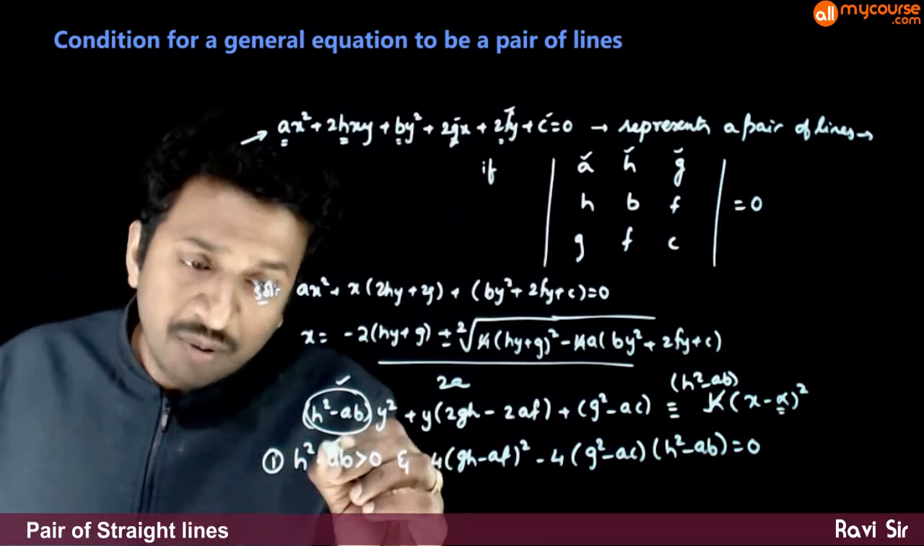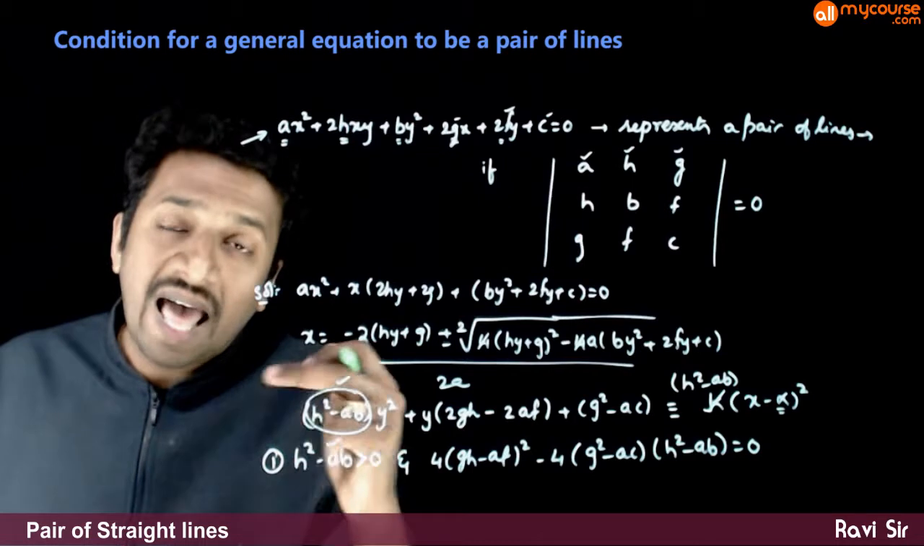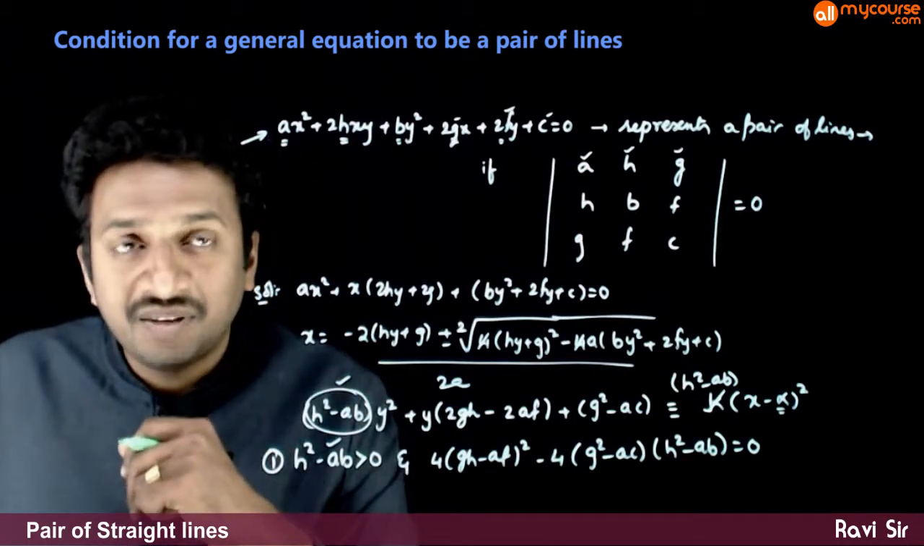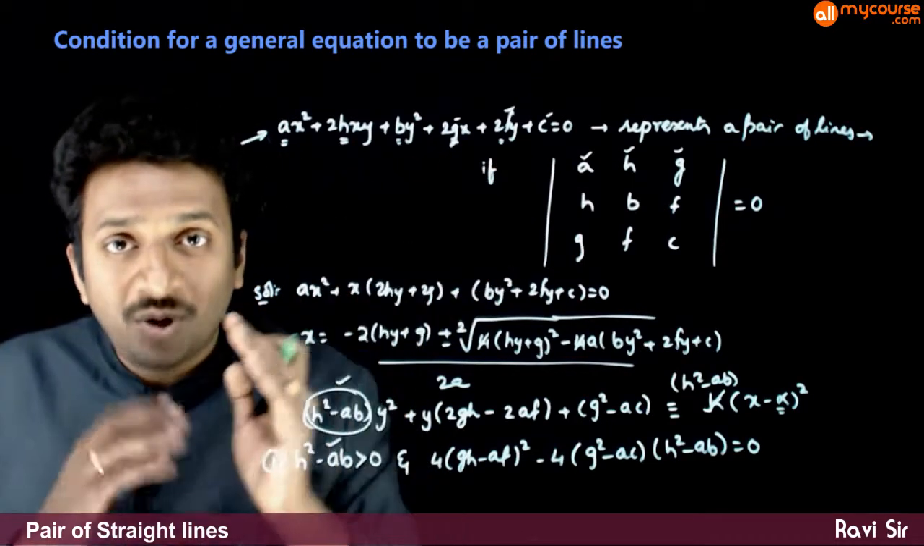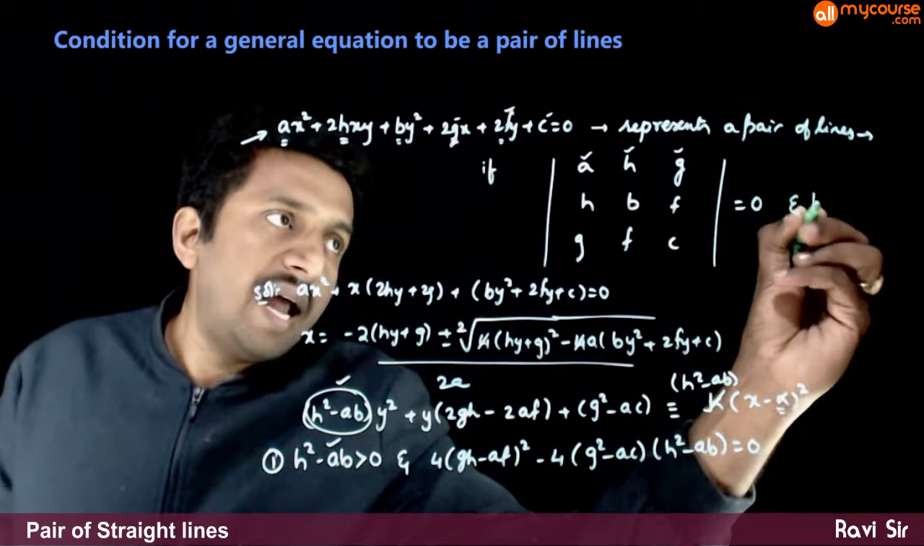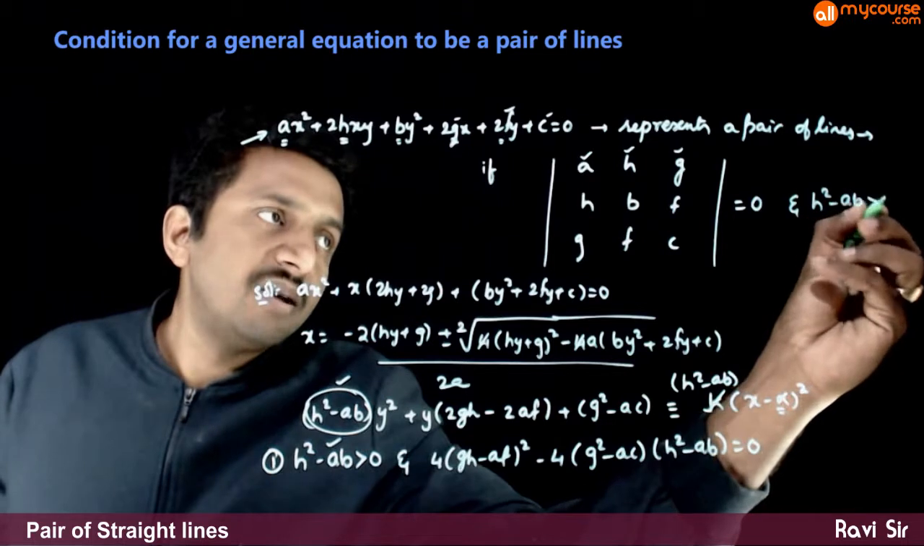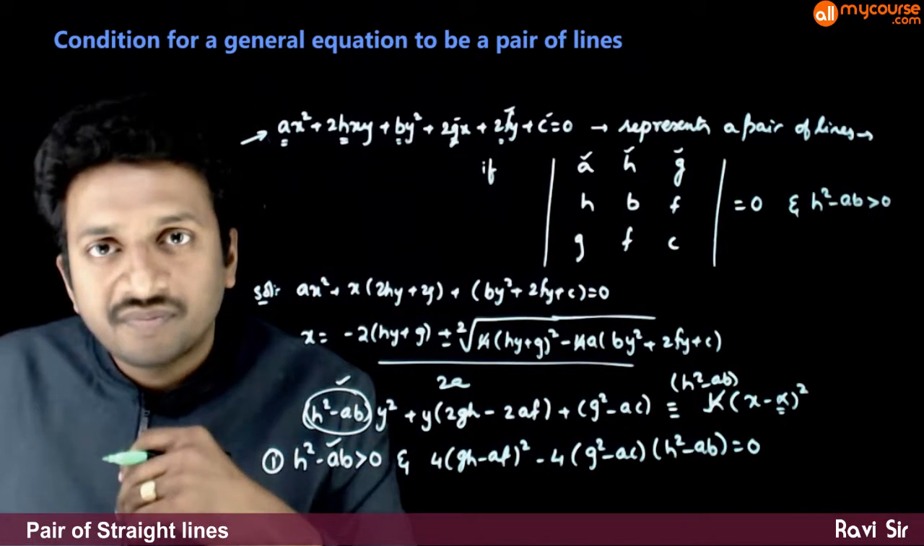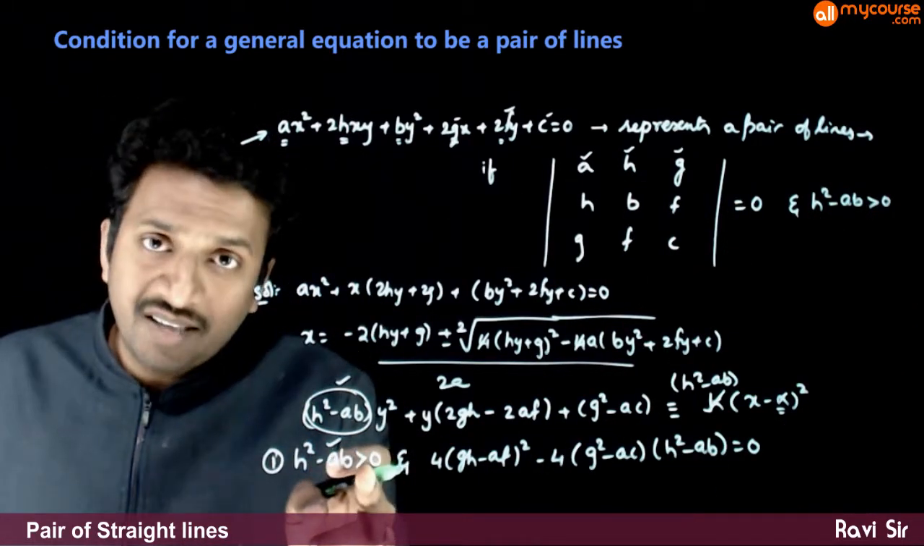And you have to remember, h square minus ab has to also be greater than 0 for this to be able to be factorized into two factors. So if this is equal to 0 and h square minus ab is positive, or greater than 0.